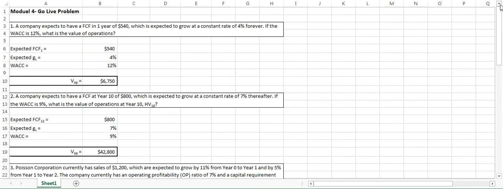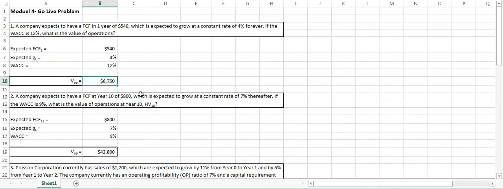Hello, let's take a look at our Go Live problem from Module 4. The first question tells us that we have a company that expects to have a free cash flow in year one of 540 million, which is expected to grow at a constant rate of 4% forever. If the WACC is 12%, what is the value of operations?